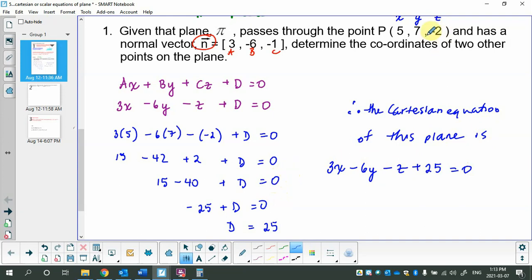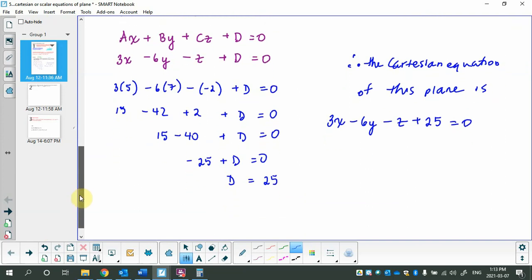So something other than 5, 7, negative 2. And we can do that in any way we like. So I like to think about this a little bit to minimize my work. I can sub in any x and any y and any z as long as I create a 0 on the left-hand side to make a 0 on the right. As long as I select an x value, a y value and a z value that makes this true, it's on the plane.